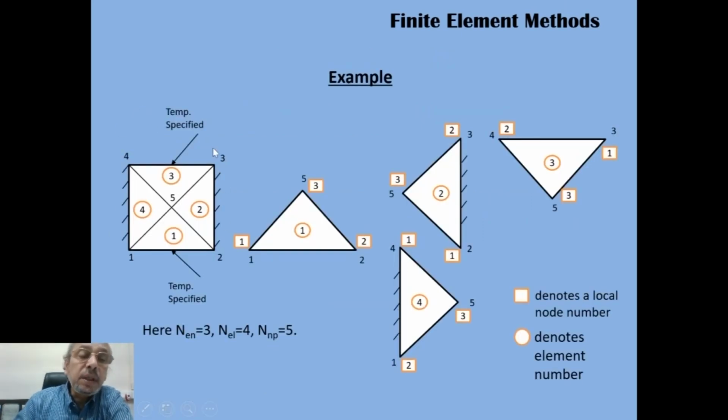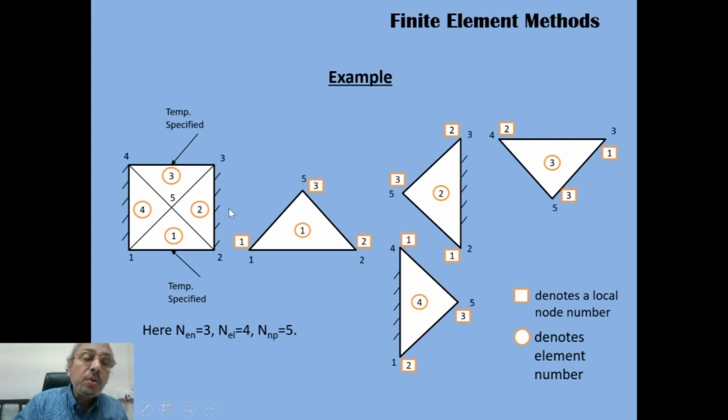See, there is a square domain and it has 4 triangles, and one side boundary is specified, that is Dirichlet boundary condition. We know the temperature here. Another side, again, temperature is specified. So these two sides are temperature specified. These two sides may be insulated boundary. Now, since the domain is divided into 4 triangular elements, element 1, element 2, element 3, element 4.